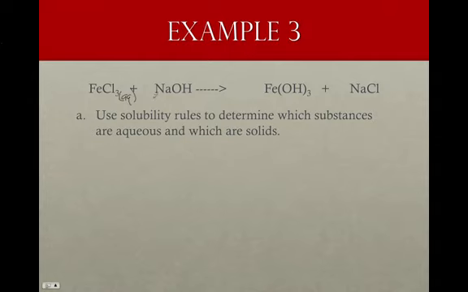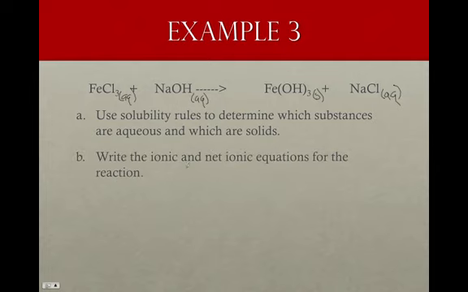Hydroxides and alkali metals: all things with alkali metals are soluble, so that means that that's aqueous as well. However, most hydroxides are not soluble, and iron is not one of the exceptions, so that makes this a solid. And chlorides and things that have our alkali metals are also aqueous or soluble, so that makes that aqueous. Okay, so now we've determined which ones are aqueous and which ones are solids.